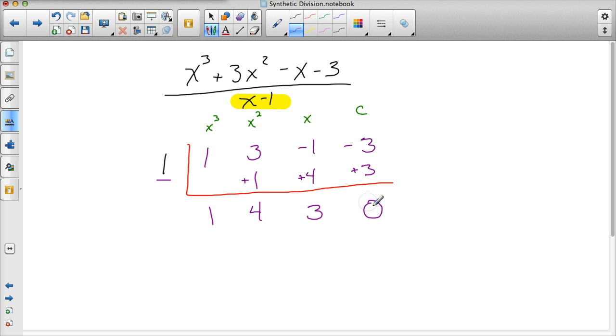Let's look at what this means. We said that this becomes our new polynomial, but all of our exponents change by 1. What exactly do we mean? We mean that we now have x squared and a positive 4x and a constant of 3. So this becomes our x squared term, our x term, our constant. So then what is this 0? That is our remainder.